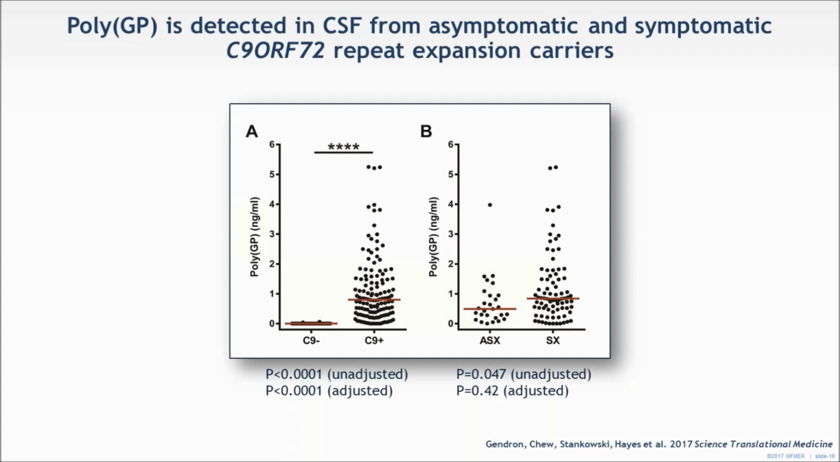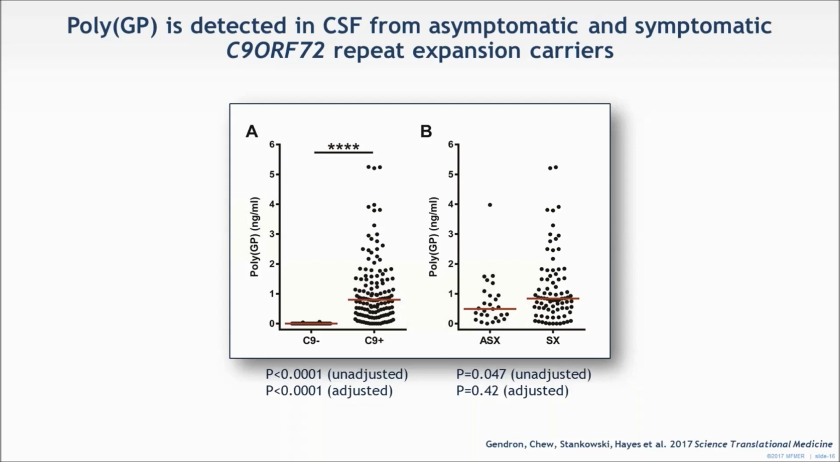I'm assuming that a lot of the people in the trials, at least the ASOs, will have to have probable or definite ALS. Maybe you'd be able to start treating people very early on if PolyGP could be a diagnostic biomarker, maybe at first symptom. Is there any chance of looking at that?